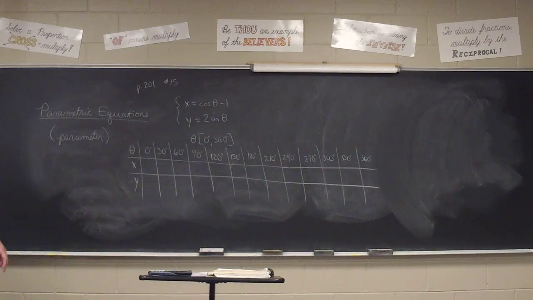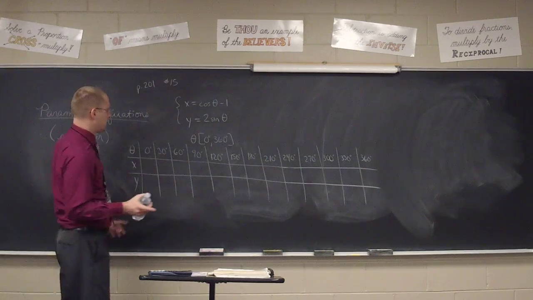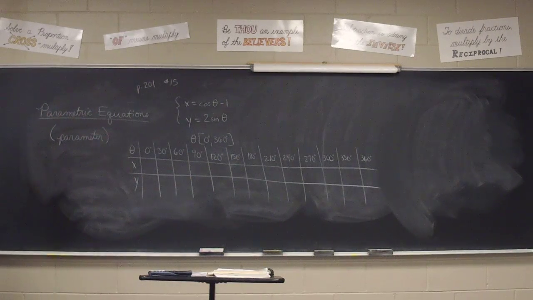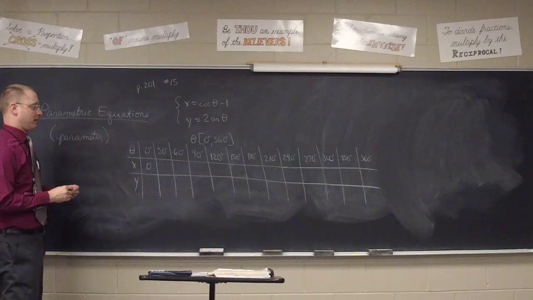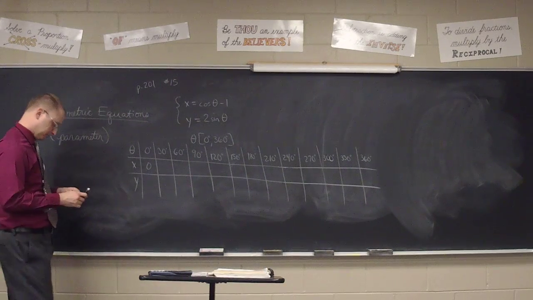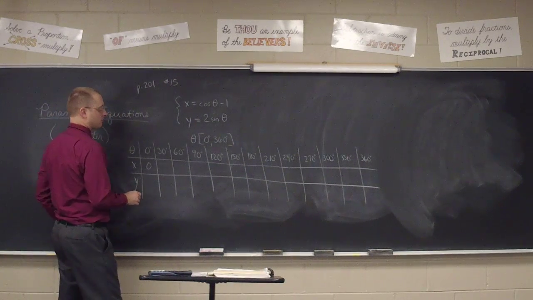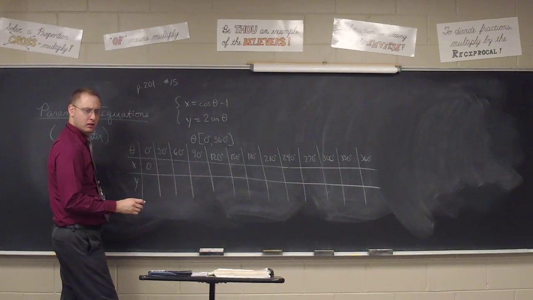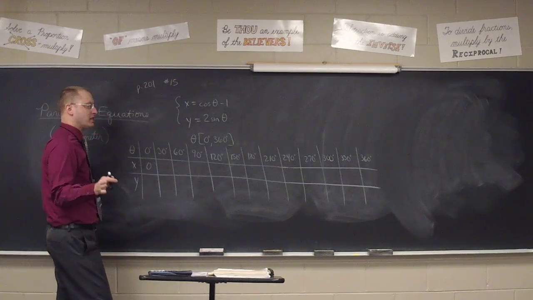Okay, well, calculator's ready. Let's fill in all of our x's first. I think that'll be easiest. Let's take the cosine of the angle and then minus one. So cosine of zero, minus one. Or if you have direct entry, cosine zero, minus one. Make sure it's in degree mode. All right, do the same thing for 30. Cosine 30, minus one. Zero again? It's going to be a weird decimal, yeah.